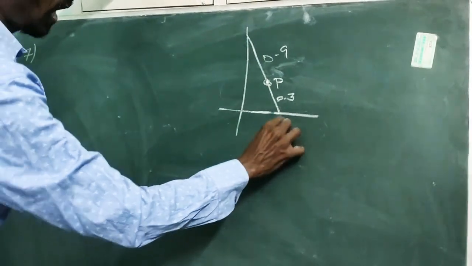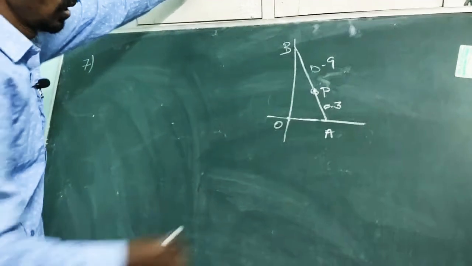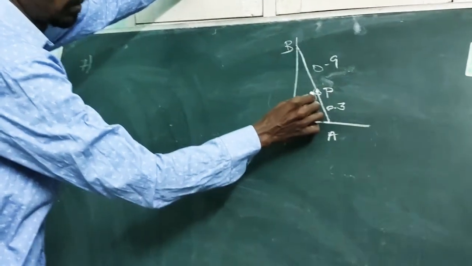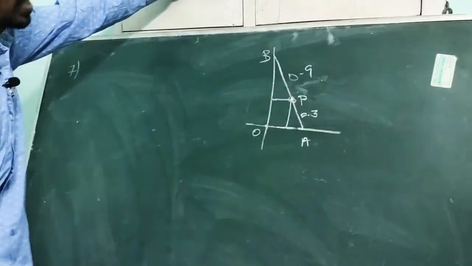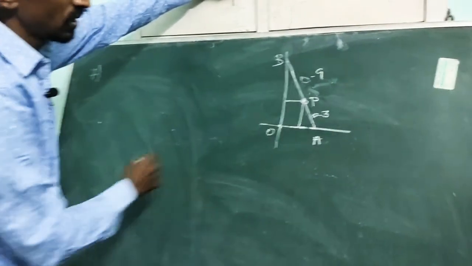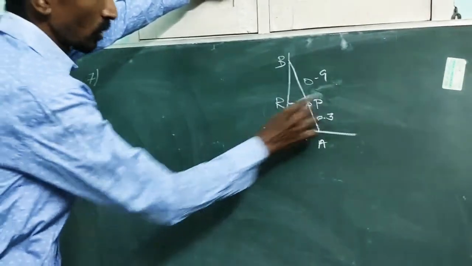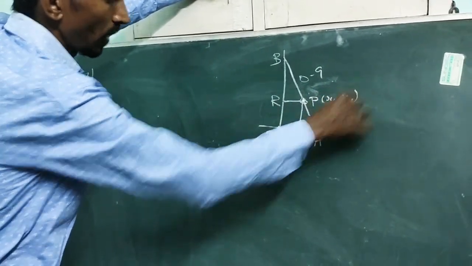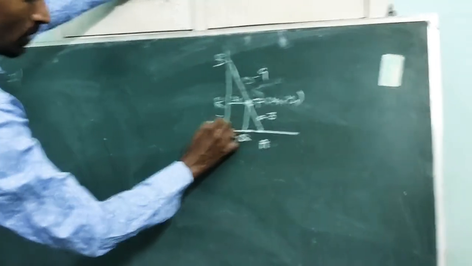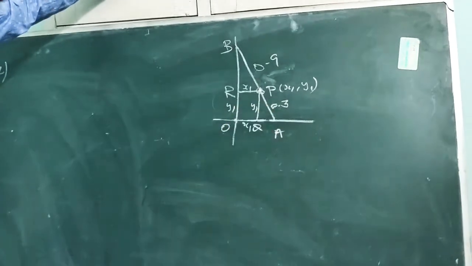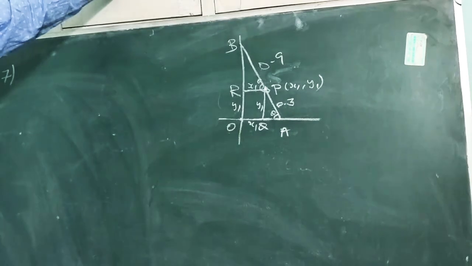So assume the rod as AB and the origin as O. From the point P draw perpendiculars to both x-axis and y-axis. Imagine these points as Q and R. Imagine P is some x1 comma y1. So this is x1, and this is also x1; this is y1, and this is also y1. This angle is theta, both angles are the same.